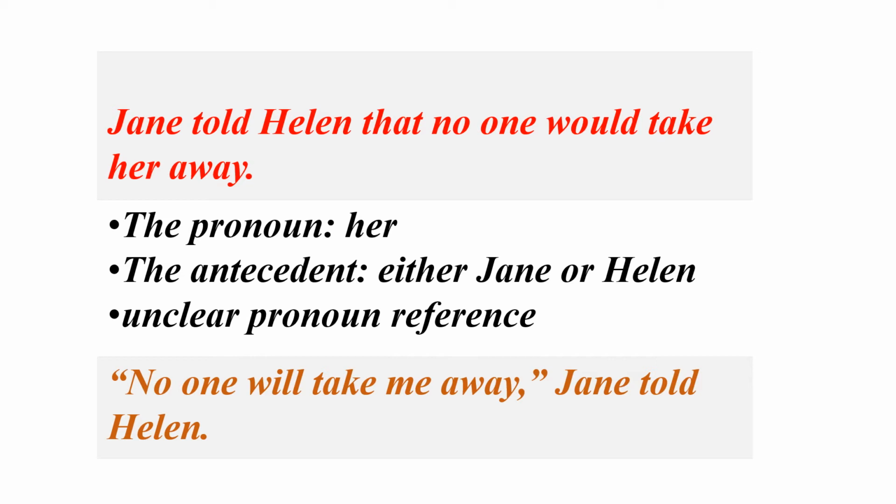So, if we want to make pronoun reference clear, we have to rewrite the sentence in this way. Like, no one will take me away, Jane told Helen. So, here, me is Jane, and in this example, the sense becomes clear to us and the sentence becomes meaningful. So, in order to have a meaningful sentence, we must use pronoun reference very clearly.